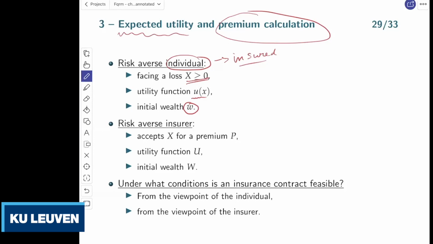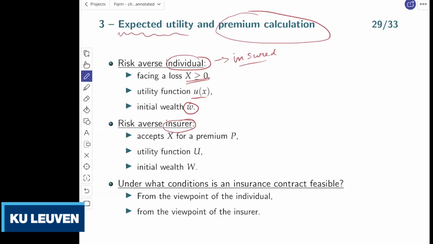On the other side, there is an insurer. And if the individual, after doing all kinds of calculations, decides I want to take insurance, then the other side, the insurer, has to decide, do I accept this risk, yes or no?